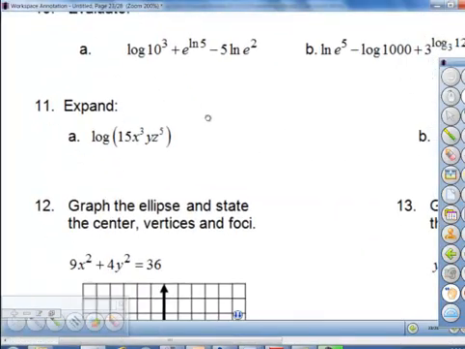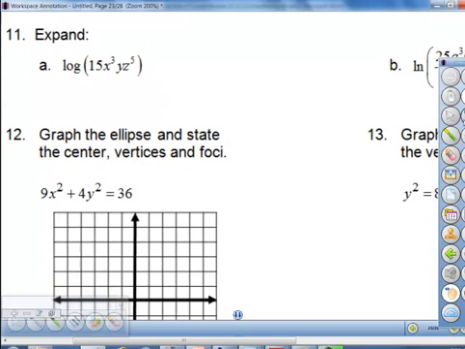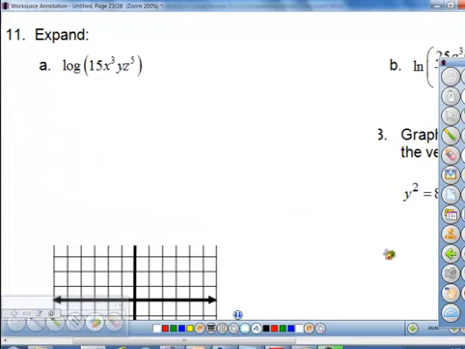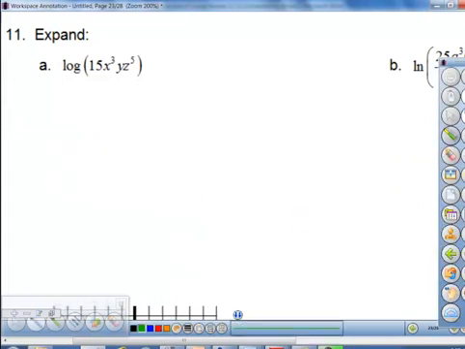Okay, the next portion, it says expand. That means I'm going to take this thing and try to make it into multiple logarithms based upon however many operations are going on here. This is what I see: it's 15 times x times y times z. So that means I'm going to have 1, 2, 3, 4 different terms. This is a log with a base of 10. So I'm going to say log with the base 10, and my first one's going to be 15.